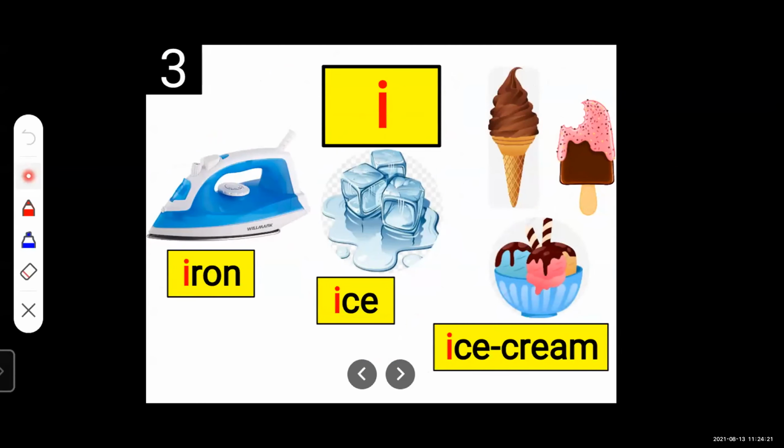Now student, vowel is I. This is third vowel. Here also, I has two sounds. Vowel is same, but sound is two. First one is I. I for iron. I for ice. I for ice cream. Okay, very good.